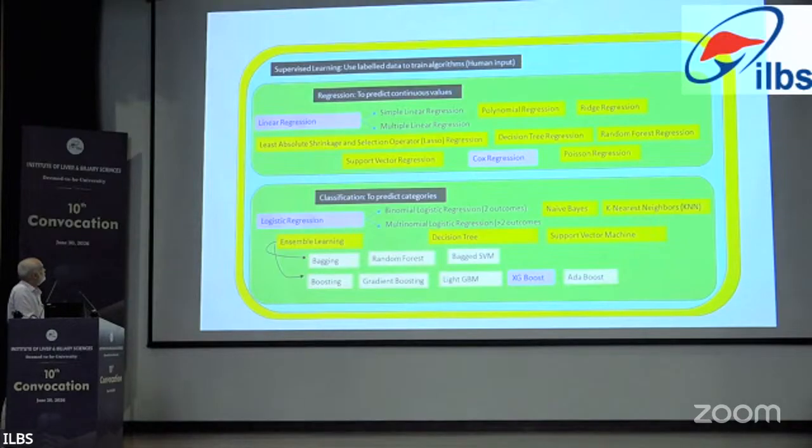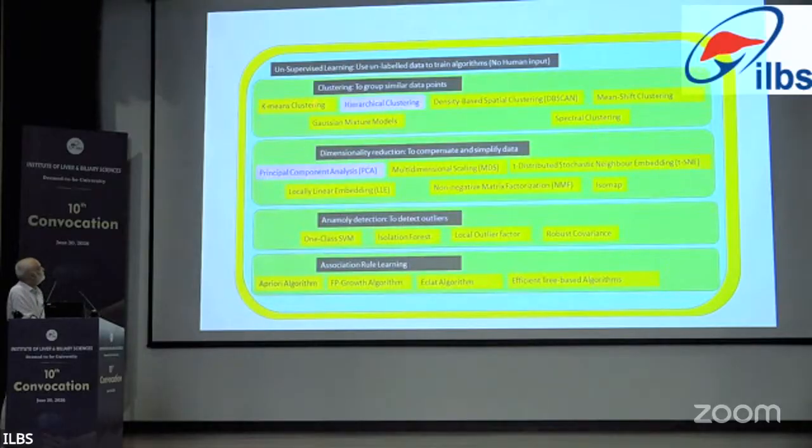These are the commonly used methods we use in statistics also: linear regression, Cox regression, decision tree. These are part of the classical statistical methods also. Again, the classification type means predicting categories, alive or dead. Logistic regression, XGBoost we have heard, support vector machines we have heard. So these are part of classical statistical methods also.